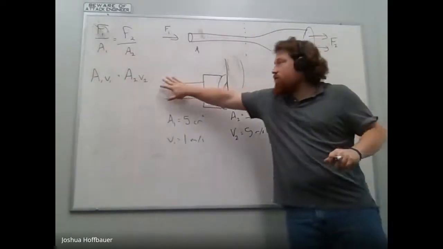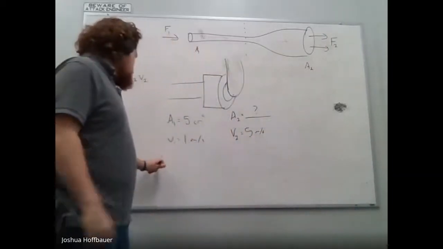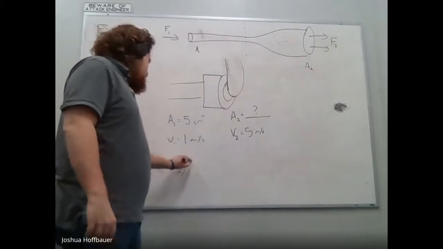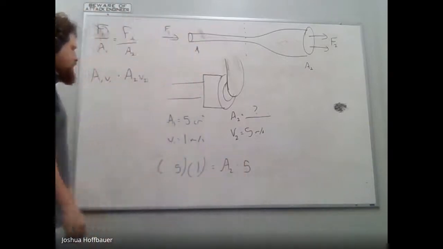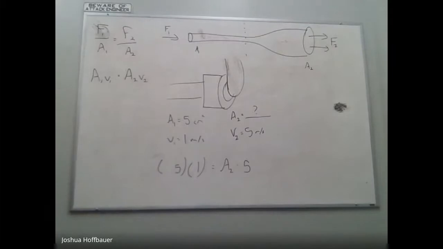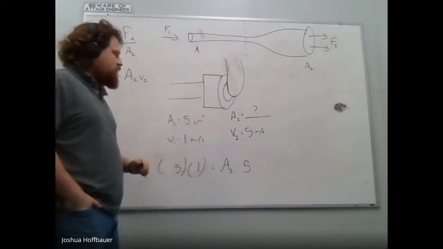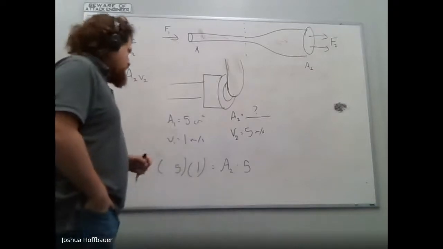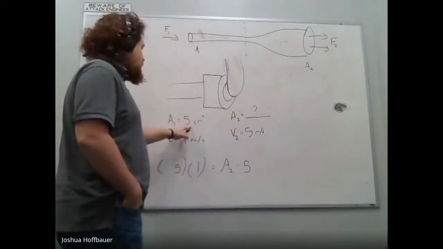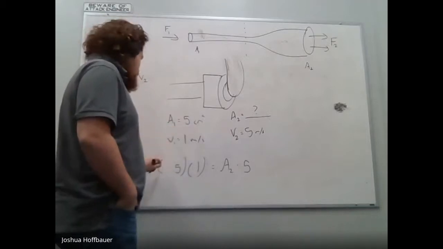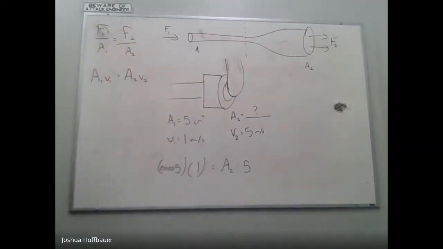So we have our continuity equation we can use to solve this. A1, we have 5 centimeters squared times 1 meter per second will be equal to A2 times 5 meters per second. We're not set to just do algebra yet, though, because this is in centimeters squared. So we need to, again, convert to meters squared. And since this is squared, you have to convert from centimeters to meters twice. So it's not going to be 0.05, it's going to be 0.0005 meters squared.